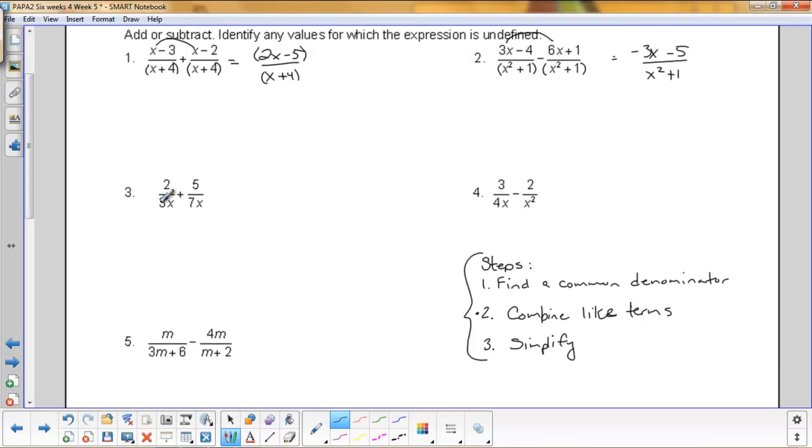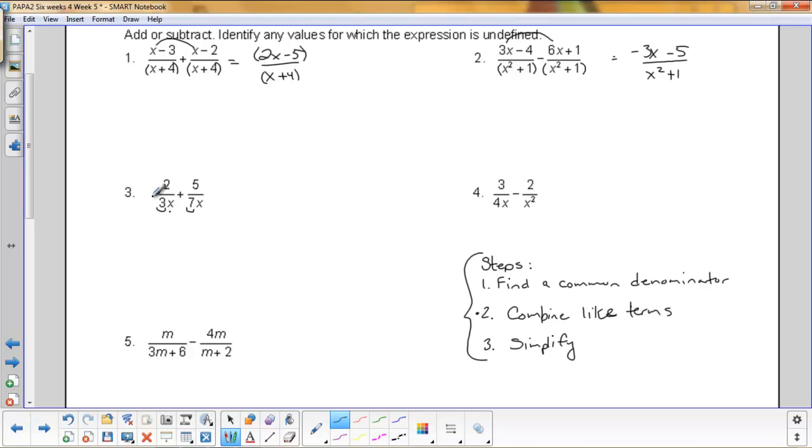Question number 3. You'll notice here that we have 3 different parts in our denominator. We have a 3, an x, and a 7. It's important to note that the common denominator here is not x squared because I have an x in both of my numbers already. However, if you do choose to use x squared, it's no big deal. It'll just factor out at the end and cancel.